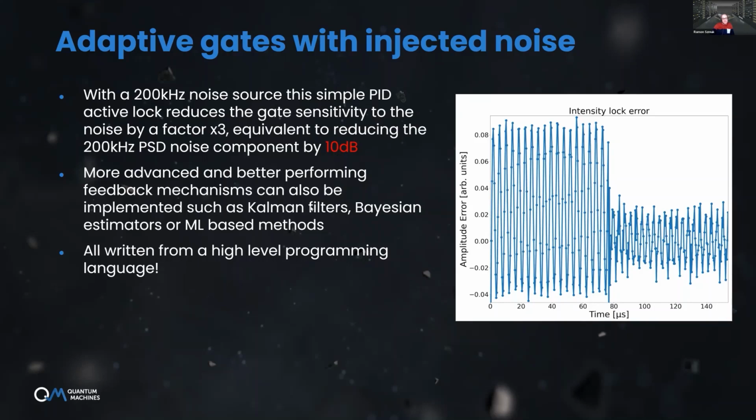You can implement Kalman filters, machine learning based methods. You can do anything that you can write in Python, you can in principle write in QUA, right? And then it will run with this kind of bandwidths. So we think it's a paradigm shift in the way that you design and control sequences. And everything, of course, from a high-level programming language.